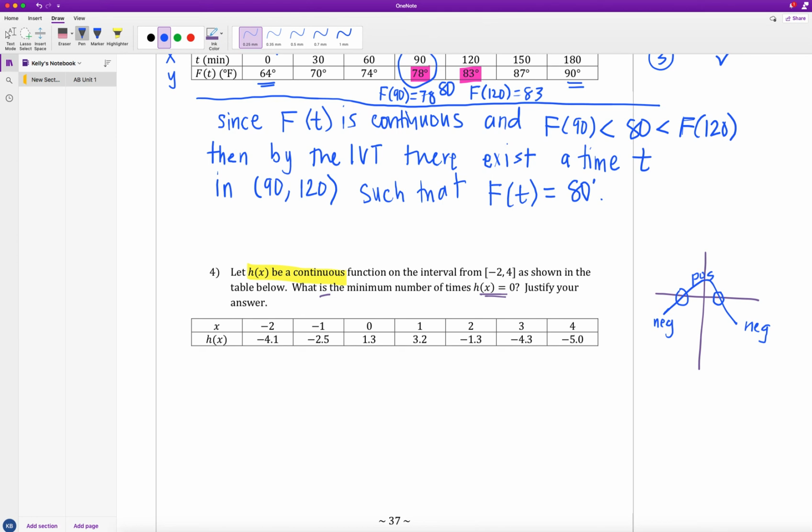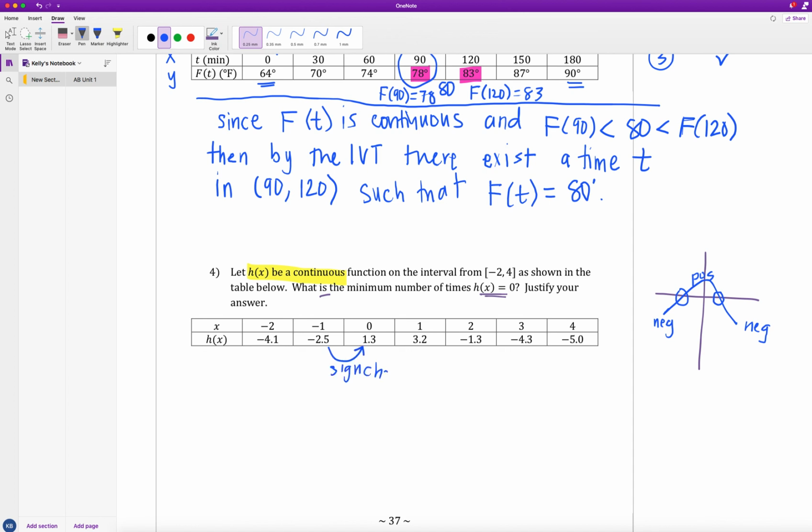What is the minimum number of times that h of x would have to equal 0? So what we're looking for is how many times do I switch signs and go from a negative to a positive y value, or a positive to a negative y value. So let's look through this. I'm going to take it one step at a time. So if I look at the first two data points, at x equals -2, I'm at -4.1. And then at -1, I'm at -2.5. So there's no sign change there. They're both negative values. Then at -1, I'm at -2.5. And then when x equals 0, I'm at 1.3. Well, right there, I have a sign change.